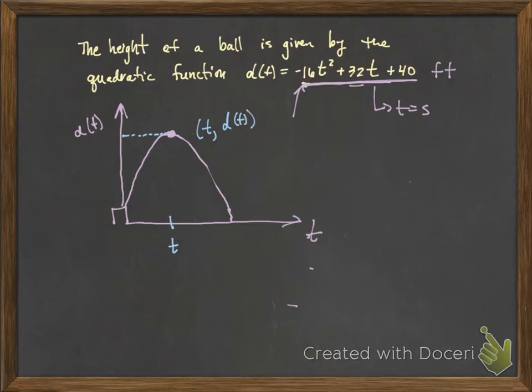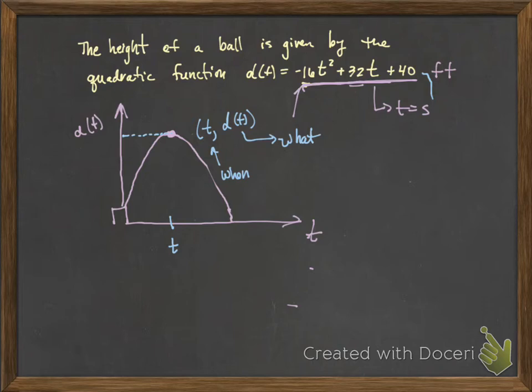And so what happens there is the t is when it achieves its maximum, and the d of t is where. So if I ask the question, what is its maximum height, you would tell me the distance above the ground. If I ask you when it achieves it, you would tell me the t that goes with that corresponding value. All right, so let's find the vertex and then interpret it.